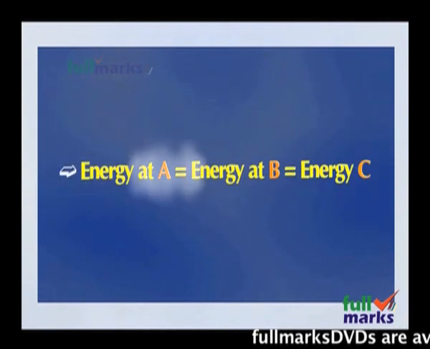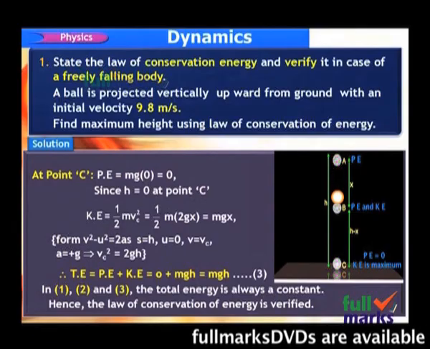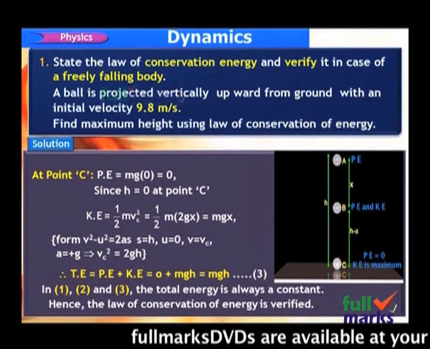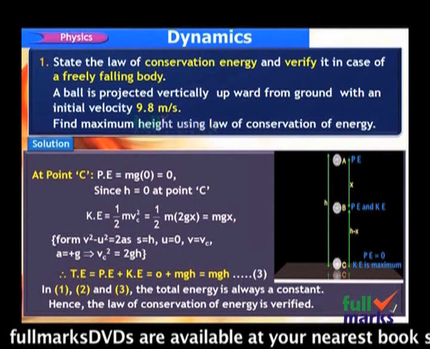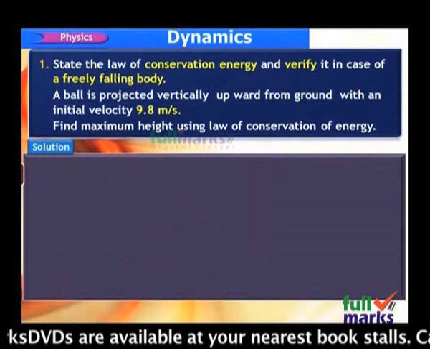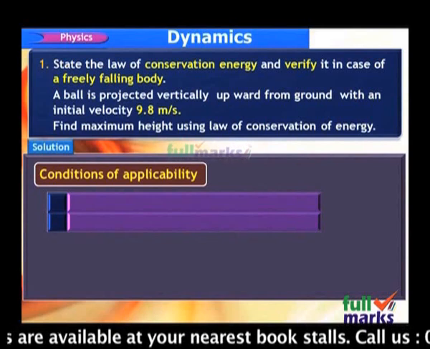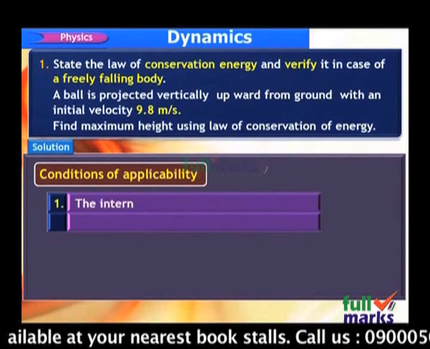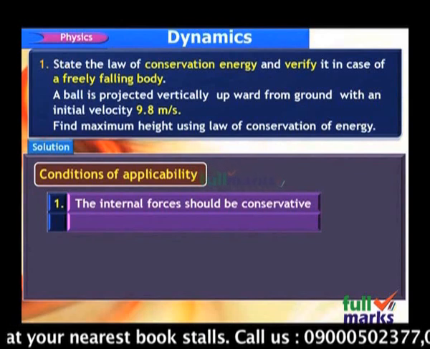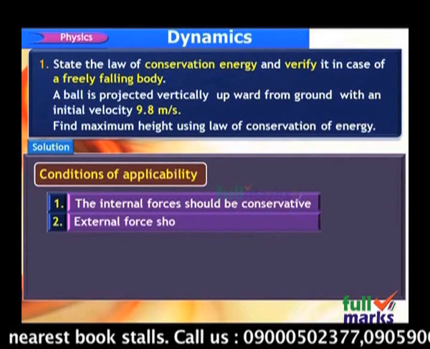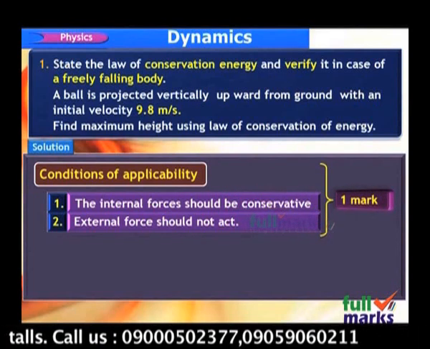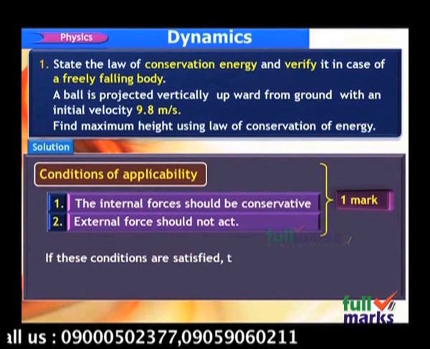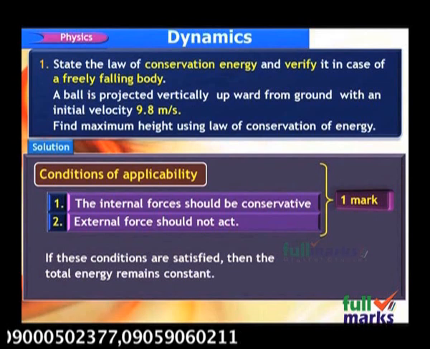Since energy at A is equivalent to energy at B, equivalent to energy at C, if we take any point during the motion of a freely falling body, the total energy is always constant. Hence, the law of conservation of energy is verified. Now, the conditions of applicability or the limitations of this law: the internal forces should be conservative. The second one is that external forces should not act on it. If any external force is acting, the law is not valid. If these conditions are satisfied, then the total energy remains constant.